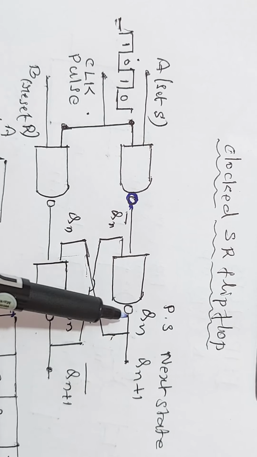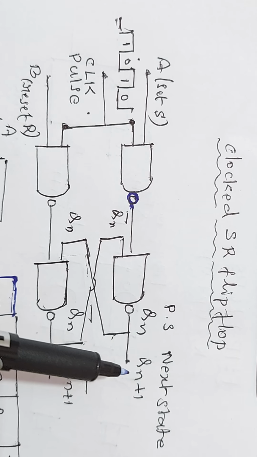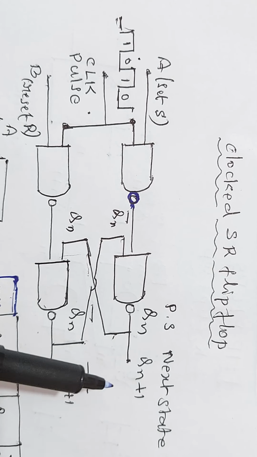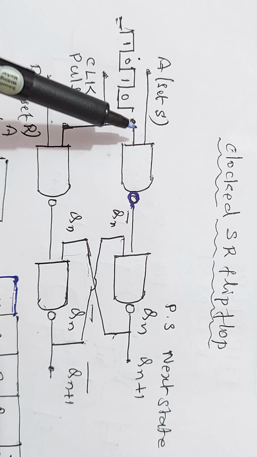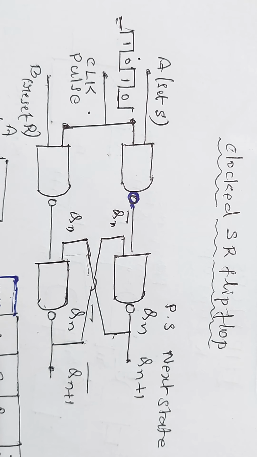Since the output remains in the set state as long as the input S is present, this is somewhat of a disadvantage, because we want to store the information only for a particular time, and the information stored must be continuous. Once the information is stored, it has to be restored by itself. So this is achieved by a clock pulse.